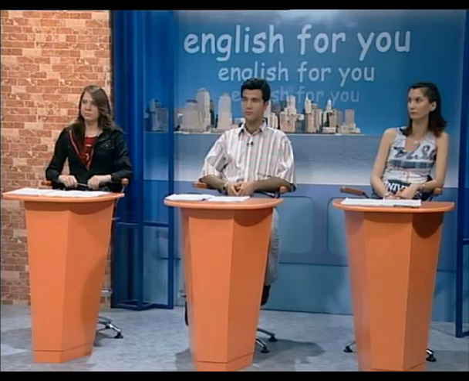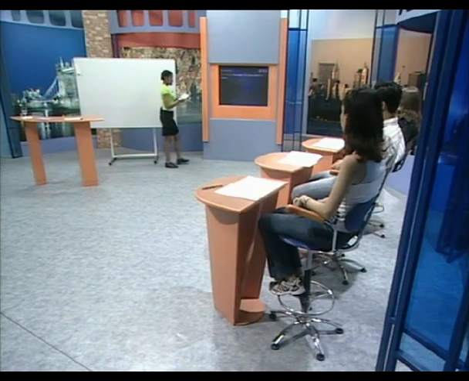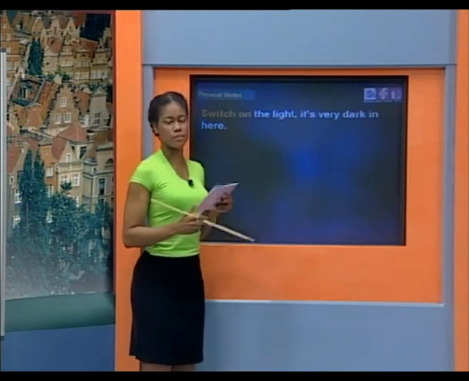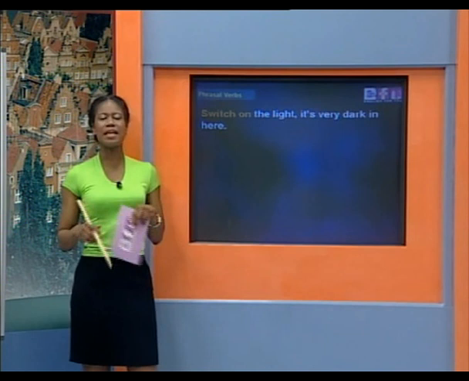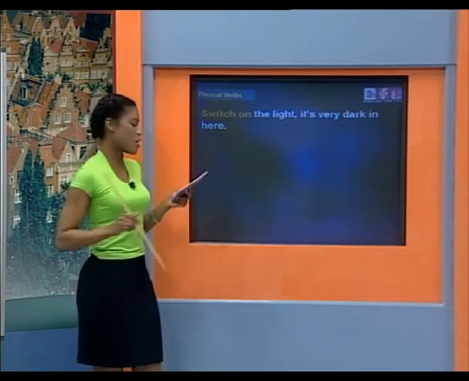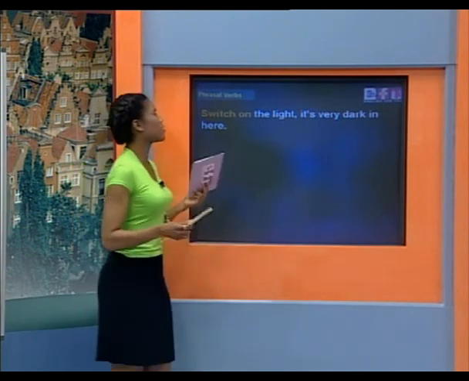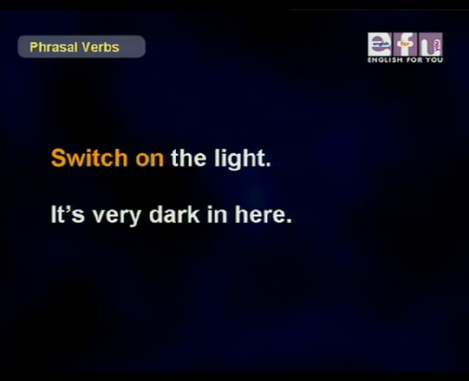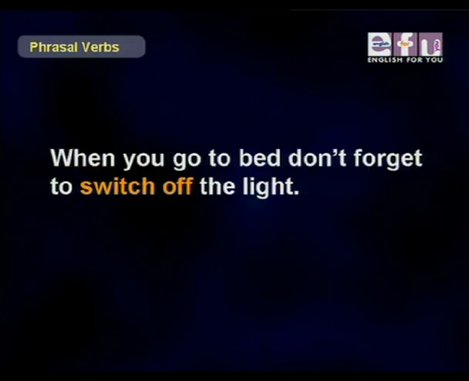So now we're going to look at some more examples of phrasal verbs because they are very important. You must be careful how you use the phrasal verbs because they can change their meaning if we're talking about different objects. Okay, switch on the light. It's very dark in here. When you go to bed, don't forget to switch off the light.